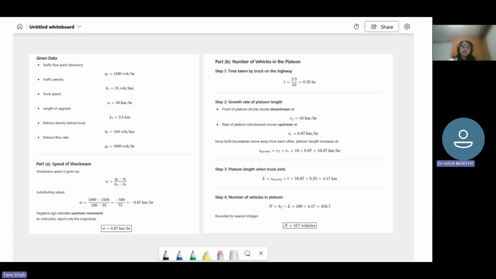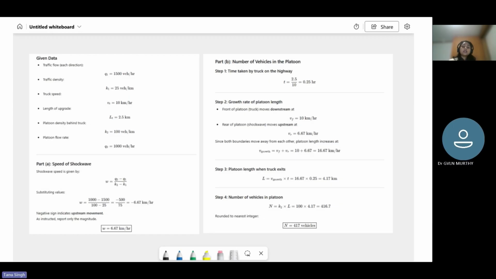So V growth is equal to Vf plus Vr. That will be 10 plus 6.67, which is 16.67. So the platoon length when the truck exits will be V growth into t. So length is equal to speed into time. The shockwave's total growth will be 16.67 into 0.25, the time for which the truck was on the highway, which will be 4.17 kilometers. That is the platoon length.